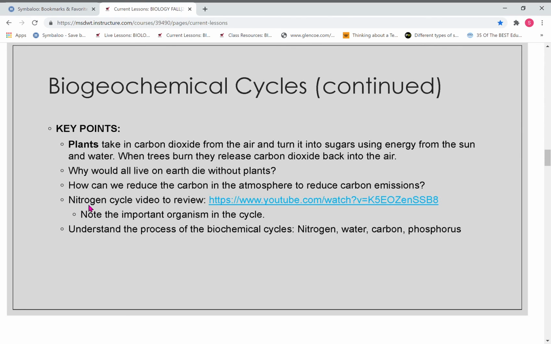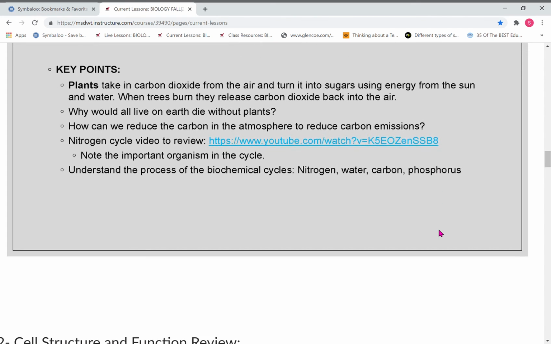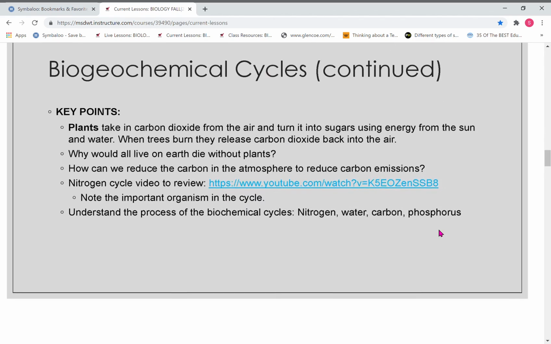Nitrogen cycle video. This will help you review the nitrogen cycle. One of the most important things to remember about the nitrogen cycle is the bacteria that helps the cycle release the nitrogen back into the air for us to be able to use it. Remember, it's not usable until it's been converted by that bacteria for us to use. Understand the process of biogeochemical cycles: nitrogen, water, carbon, phosphorus. Those are the ones we already talked about.